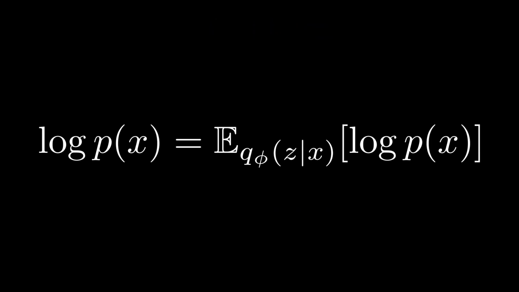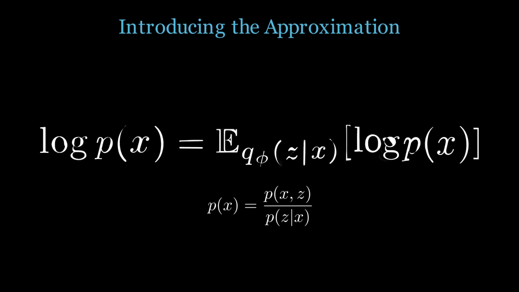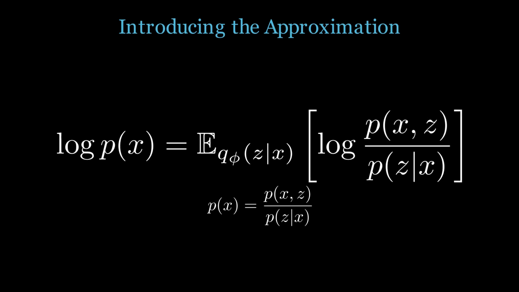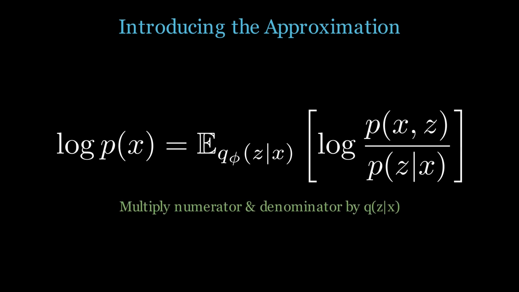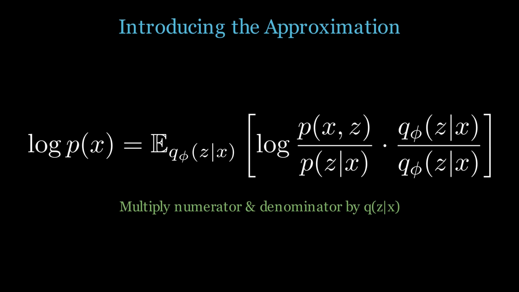Recall from earlier that p of x can be written as the ratio of the joint distribution p of x, z over the conditional p of z given x. So we are going to introduce our approximation of q of z given x into this expression. We get log p of x equals the expectation of the log of p of x, z over p of z given x. Now we'll multiply the numerator and denominator by q of z given x over q of z given x, which equals 1. So it doesn't change the value.